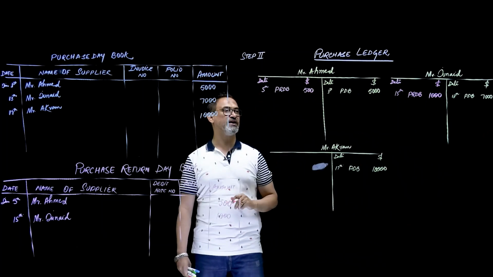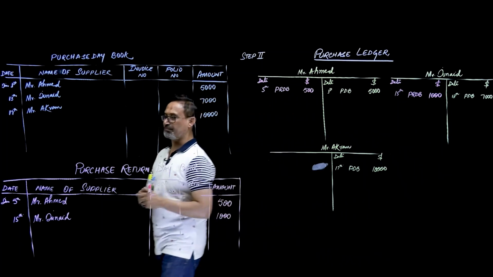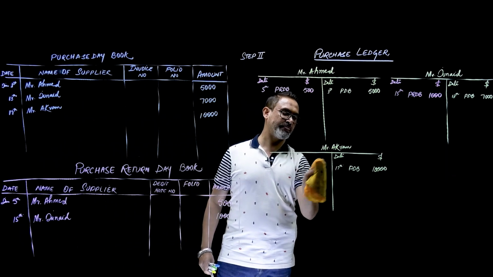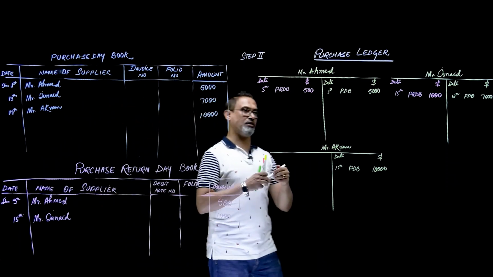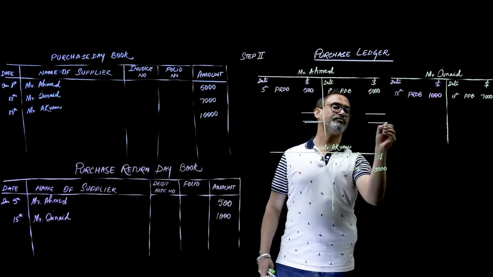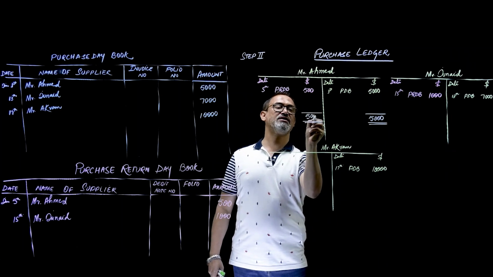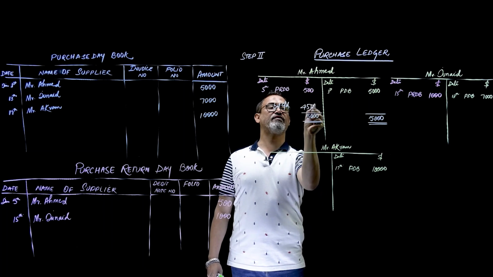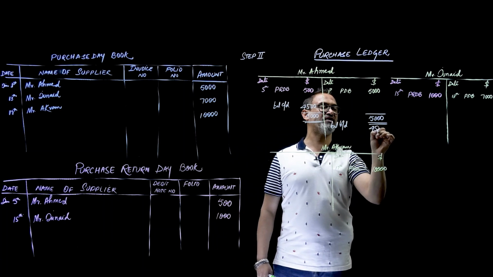This is our second step: we prepare the purchase ledger, which contains the individual suppliers' accounts. Now, if we move forward and foot and balance all the individual suppliers' accounts, 5,000 is the bigger side, so you write 5,000. If from 5,000 we reduce 500, it gives 4,500. The balance brought down of Mr. Ahmed is 4,500.